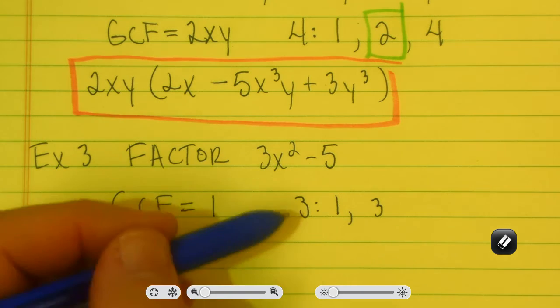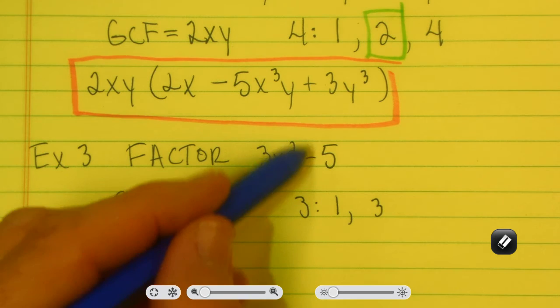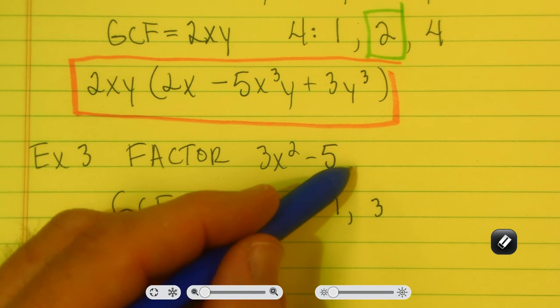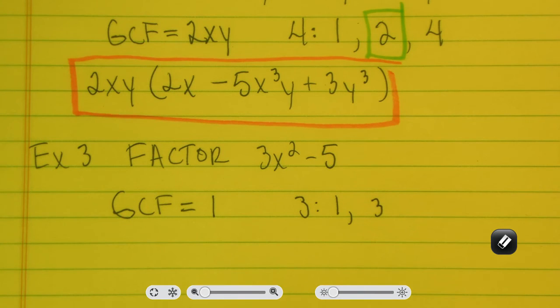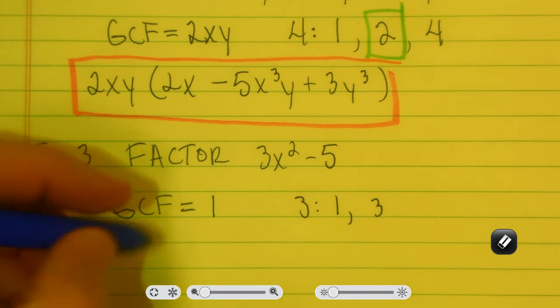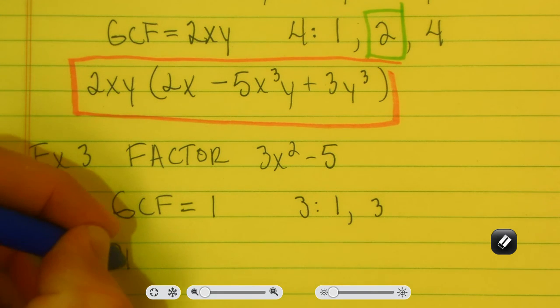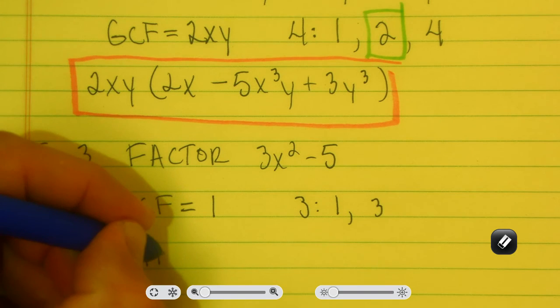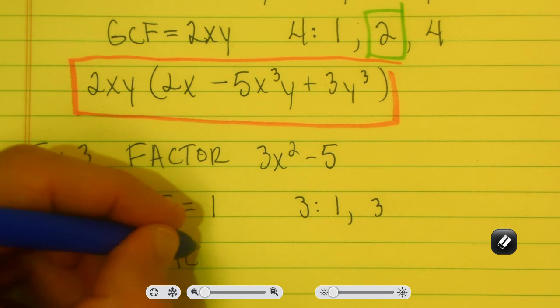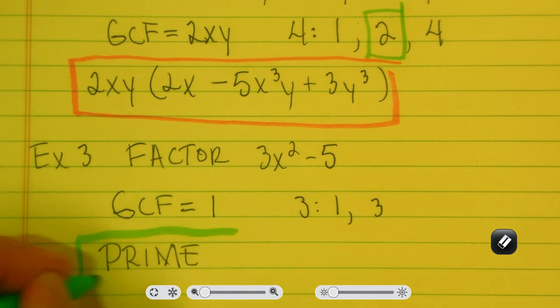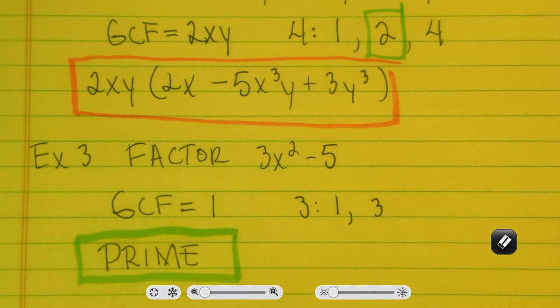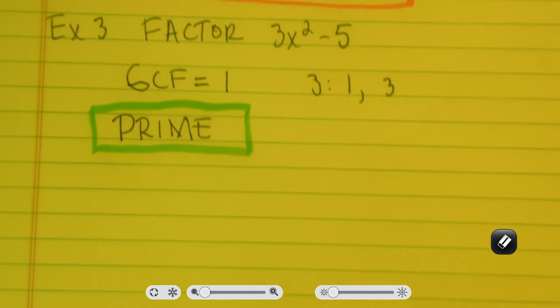Is there a variable portion I can factor out? Well, this has an x squared. This does not. So there isn't. So again, my GCF is 1. If my greatest common factor is 1, then we will call that polynomial prime because it cannot be factored. So let's define that just for a moment.